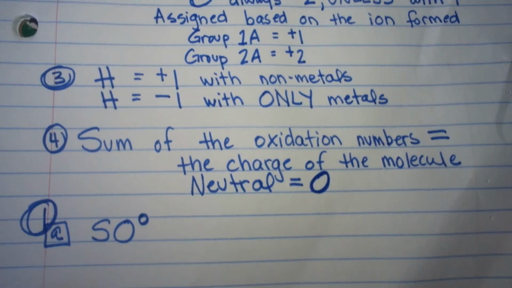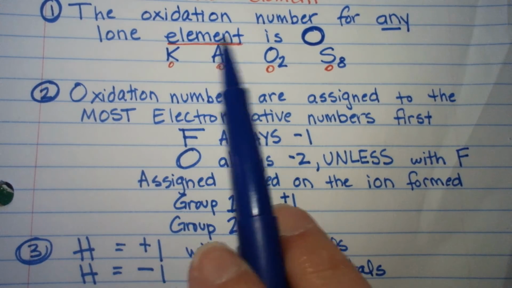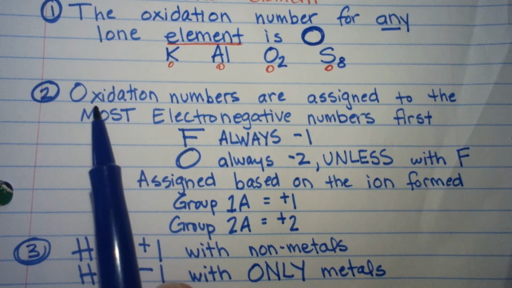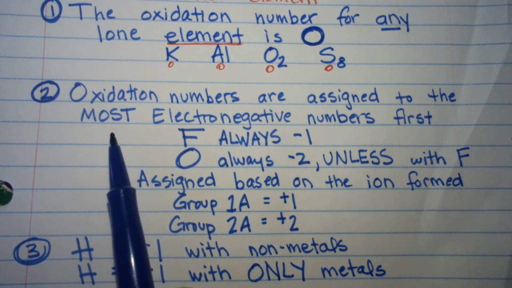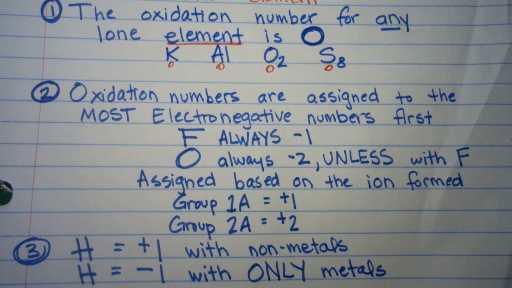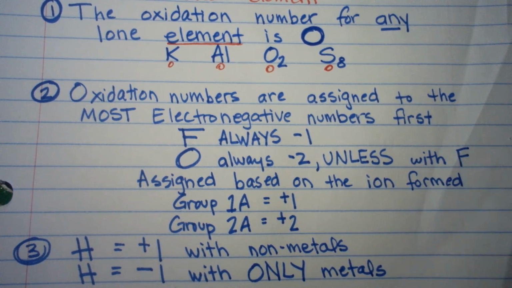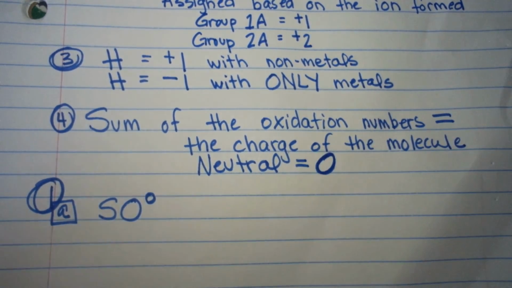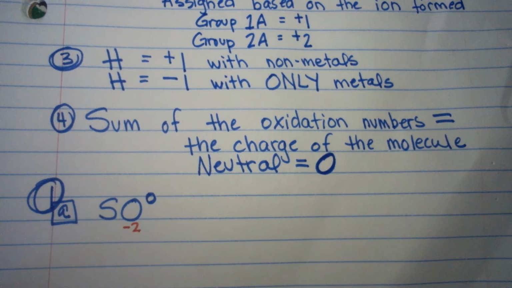So I can go back to the other rules and I say, alright, this is not a lone element, so I'm going to skip that one. But oxidation numbers are assigned to the most electronegative elements first. I have instructions about F, and I have instructions about O. So oxygen is always -2 unless with F. Well, that means I do not have fluorine in this compound, so the oxygen is -2. There's only one of them.